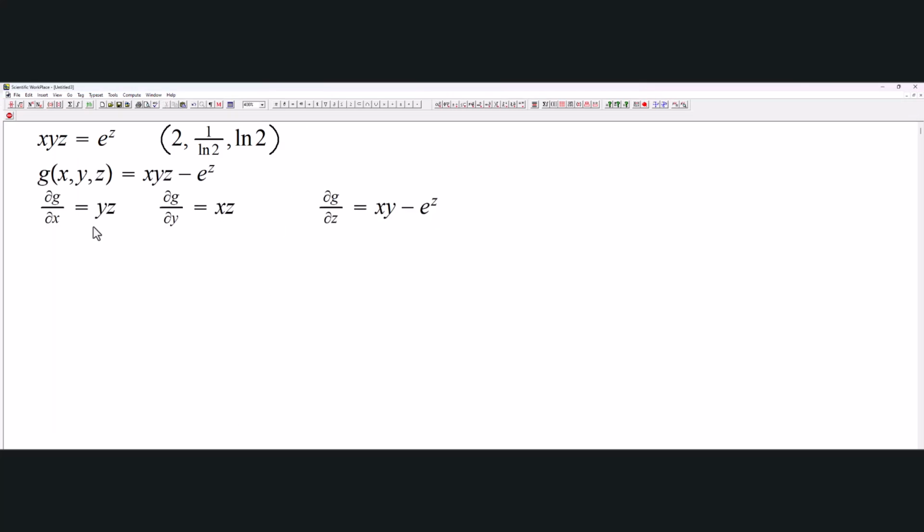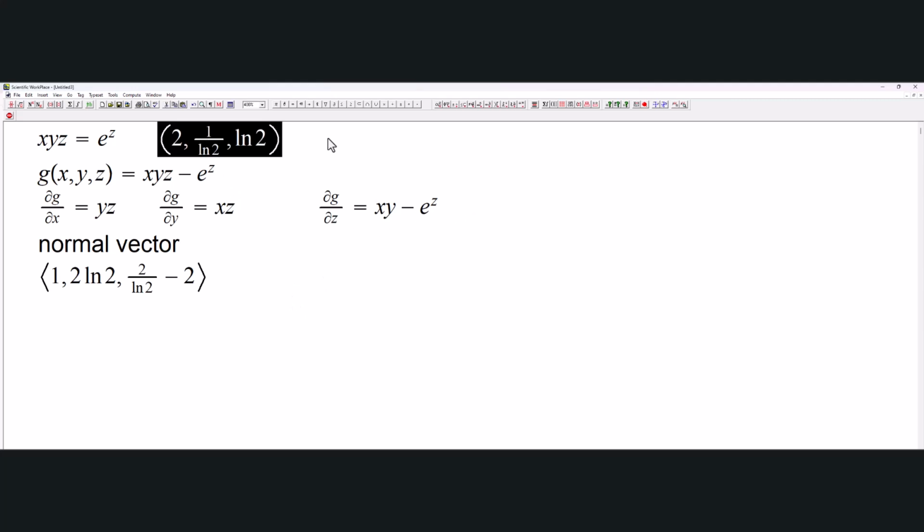Then we know that the three partial derivatives give us the components of the normal vector at a point x, y, z. So if we substitute these values of x, y, and z in here, what we get is that the normal vector is, you can see y and z multiply to 1. So this gives us 1, and we get the other two components of the normal vector just by using these coordinates and substituting them in here. So our desired plane is the plane passing through this point and normal to this vector.